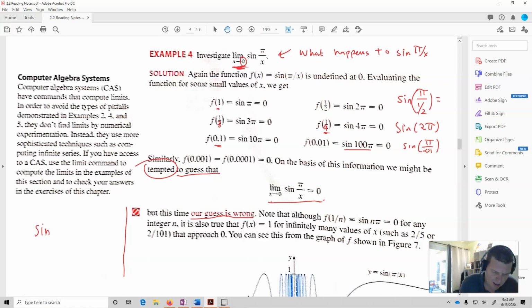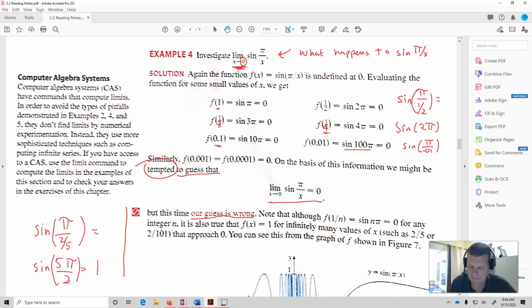I'm going to say, okay, sine of pi divided by 2/5 equals sine of 5 pi over 2, and that in fact is equal to 1. Oh, wow. Okay. So sine of pi over 2/5, or f of 2/5, is actually equal to 1. And then he says 2 divided by 101. Well, I get it, it's also going to be equal to 1. So we've got a lot of those values too. And he's like, well, there are infinitely many of them.